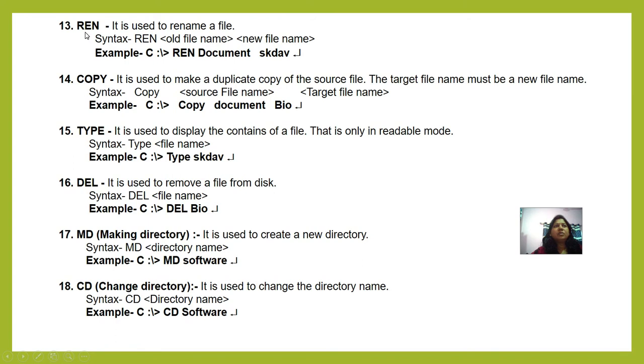Now the new command is REN. It is used to rename a file. So the syntax is REN, then write down the old file name, then write down the new file name. See the example. You are working in the C drive or it may be the D drive. You write REN, then the file name, which is document, then put a space and write down the new file name. Here I am writing SKDAB, then press enter.